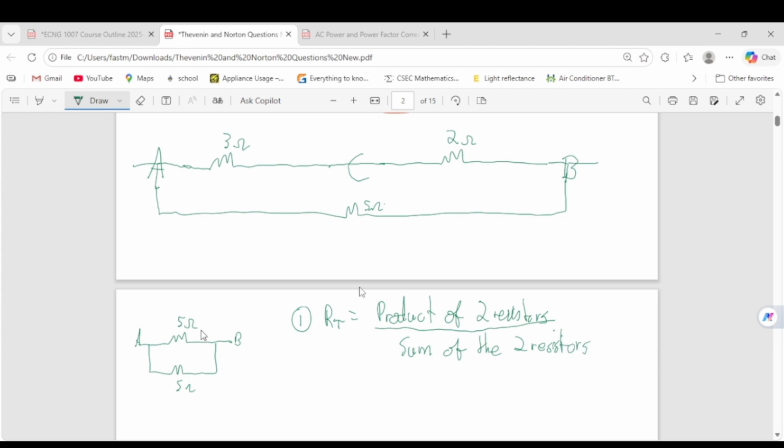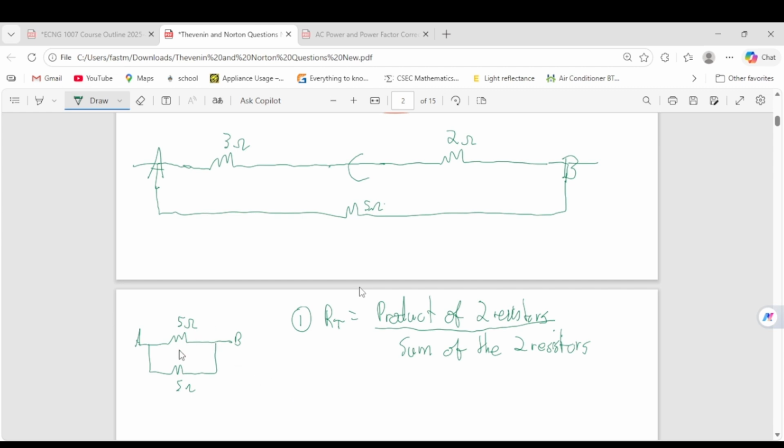So if I do it the first way, both of these are basically the same value, so it will be 5 divided by 2, which is 2.5. And if you do it this way, the product, 5 by 5, is 25, and 25 divided by the sum of them, which is 10, will basically be 2.5. So either way you do it, you'll still end up with 2.5.